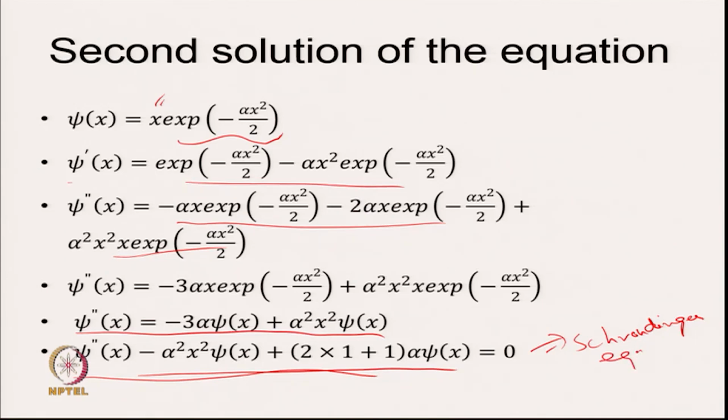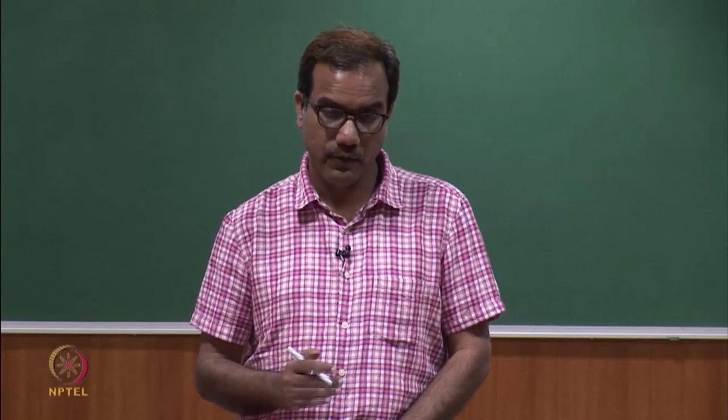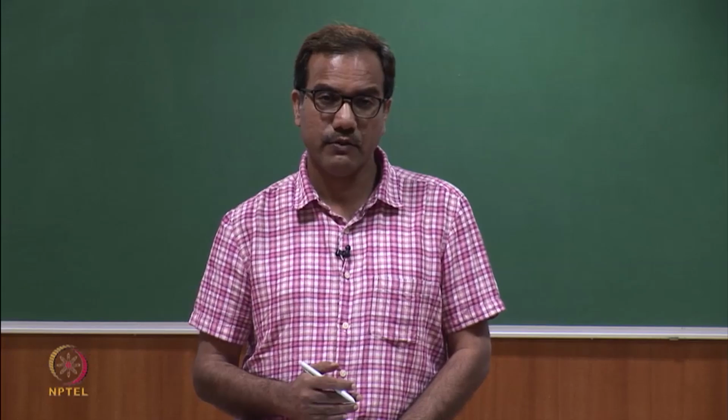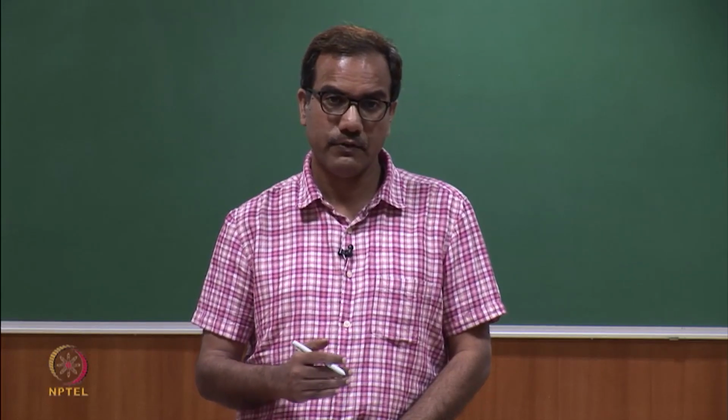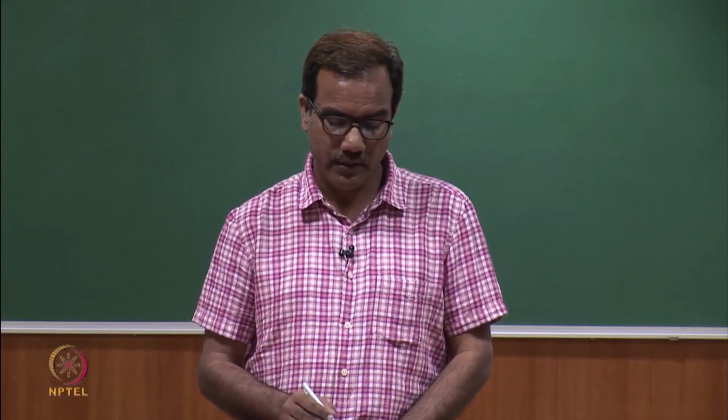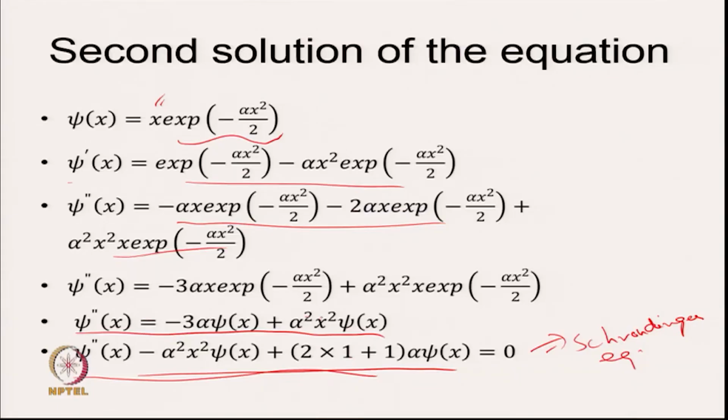So, what we saw is that if we have a wave function equal to x into exponential minus alpha x square by 2, we can get the solution of the wave function for V is equal to 1. Similarly, we can get the solution for each V. For example, if V is equal to 2, then you can simply write 2 into 2 plus 1 and then solve it. And the solutions of these are already known.